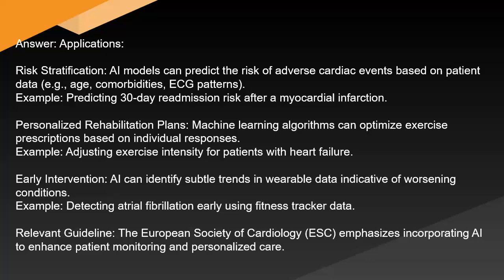Personalized rehabilitation plans. Machine learning algorithms can optimize exercise prescriptions based on individual responses. Example, adjusting exercise intensity for patients with heart failure. Early intervention. AI can identify subtle trends in wearable data indicative of worsening conditions. Example, detecting atrial fibrillation early using fitness tracker data. Relevant guideline. The European Society of Cardiology (ESC) emphasizes incorporating AI to enhance patient monitoring and personalized care.